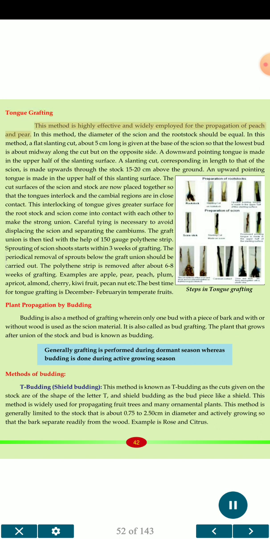Tongue grafting. This method is highly effective and widely employed for the propagation of peach and pear. In this method, the diameter of the scion and the rootstock should be equal.